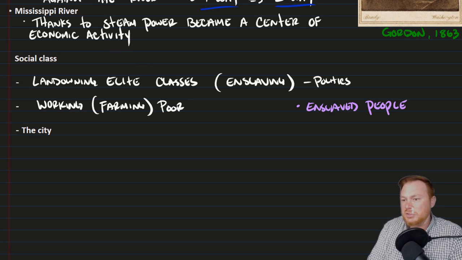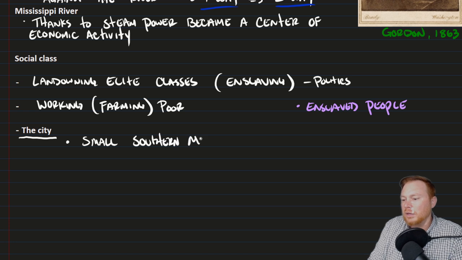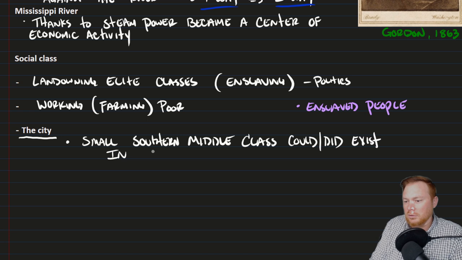But your textbook does make the point that because of the economic activity that exists in the South, especially in American cities, there was enough economic activity to say that a small Southern middle class, which is typically not present in the rural part of the South, could and did exist in Southern cities.